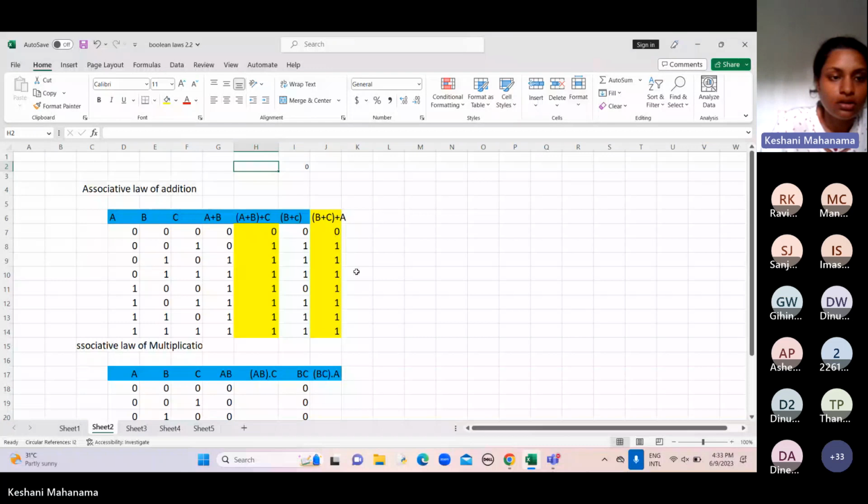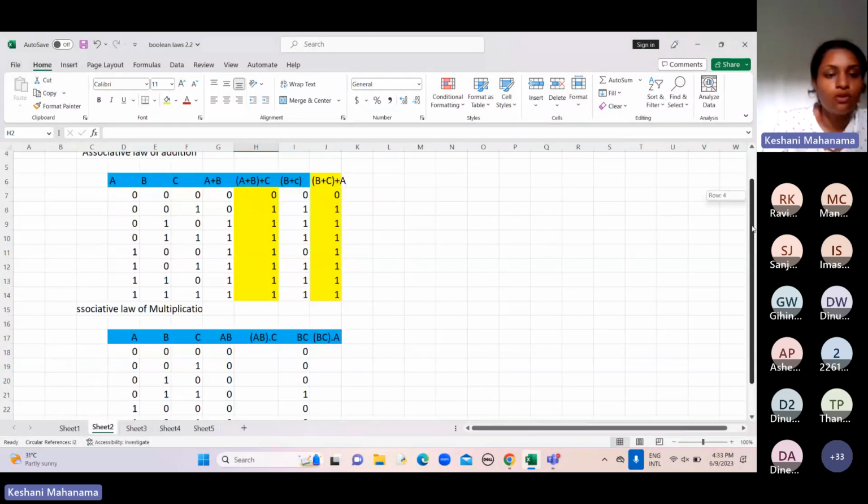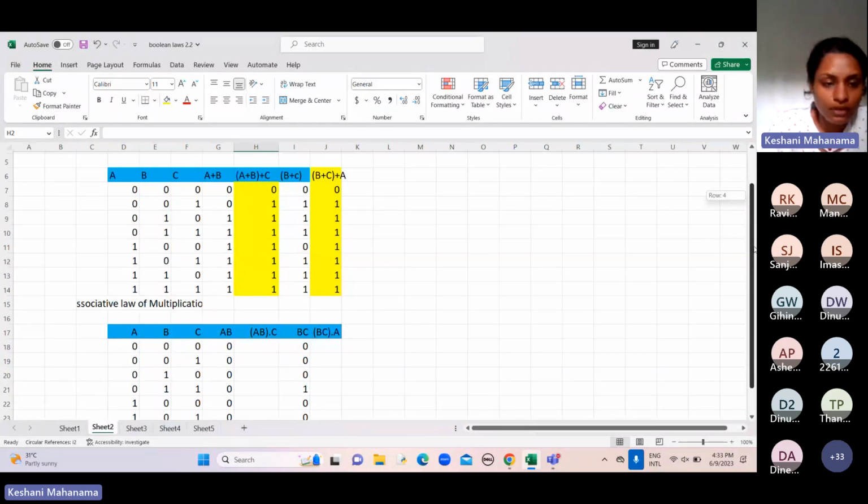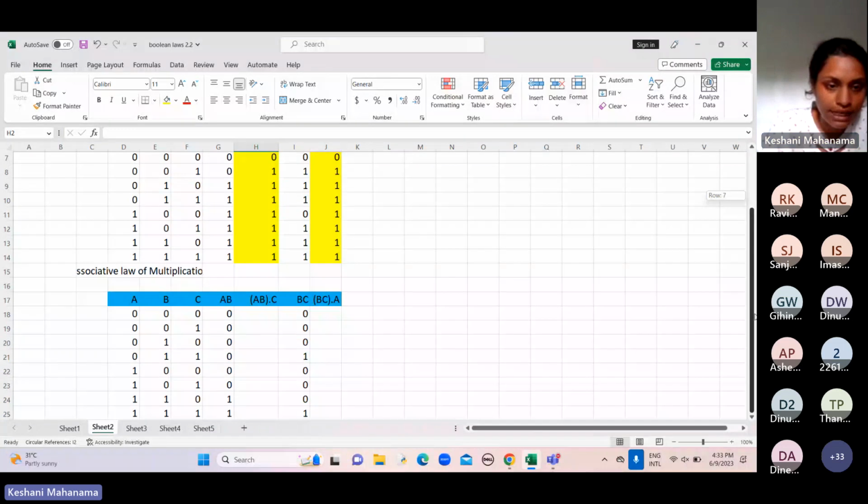Now we can move to the associative law of multiplication. Here we use the same method, AB into C and BC into A.